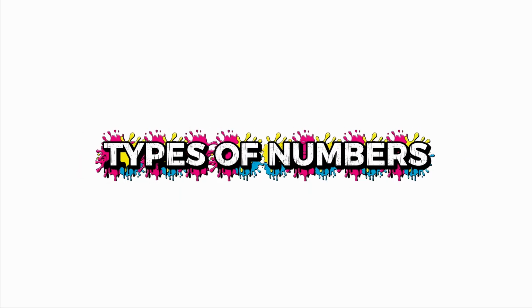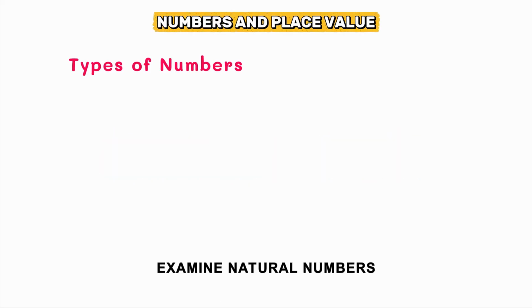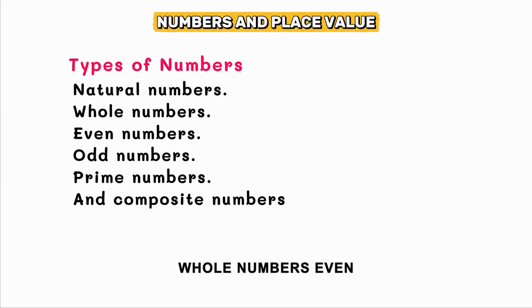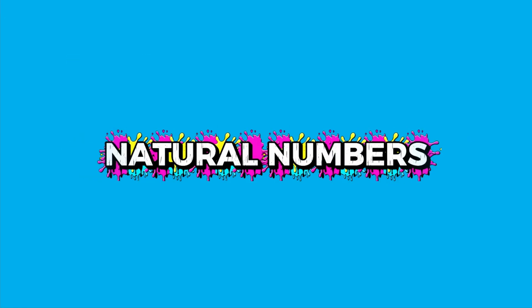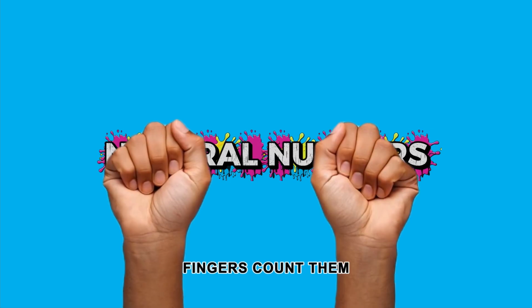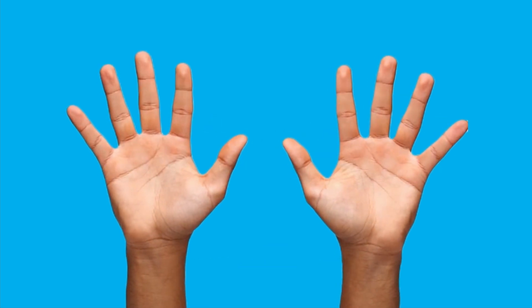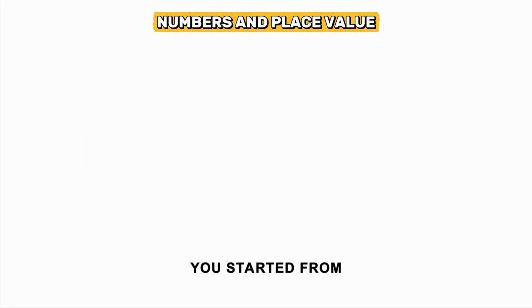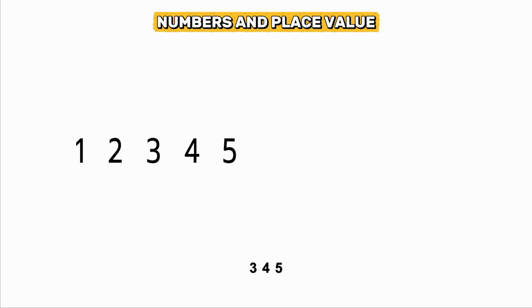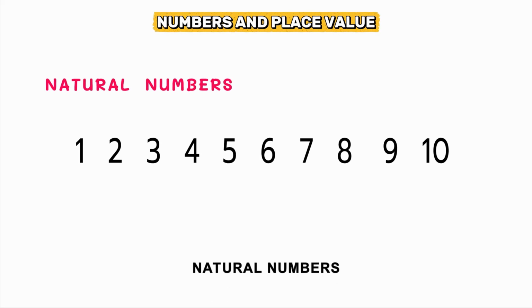Types of numbers. Today, we will examine natural numbers, whole numbers, even numbers, odd numbers, prime numbers, and composite numbers. Natural numbers. Before I tell you what natural numbers are, look at your fingers. Count them aloud. You started from 1, 2, 3, 4, 5, 6, 7, 8, 9, 10. These are called natural numbers.